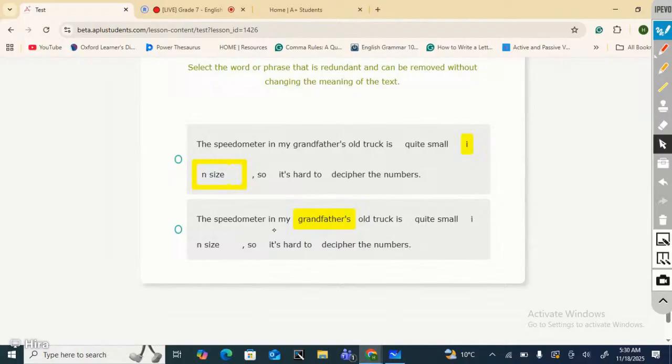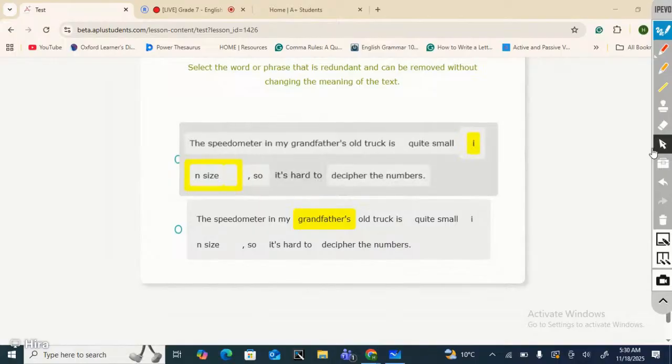Well, Ben is saying it's option one. Why is it option one? Let me tell you. The speedometer in my grandfather's old truck is quite small in size. Well, small tells about the size. So why do you need to write in size? It's redundant, so remove it. That's why option one is correct.